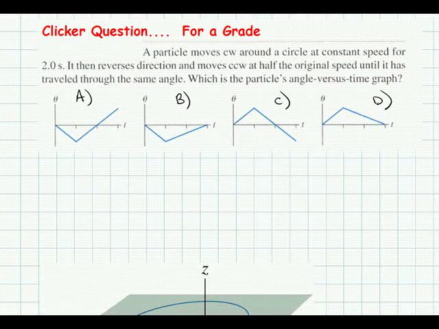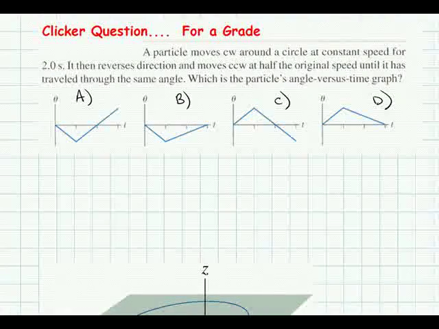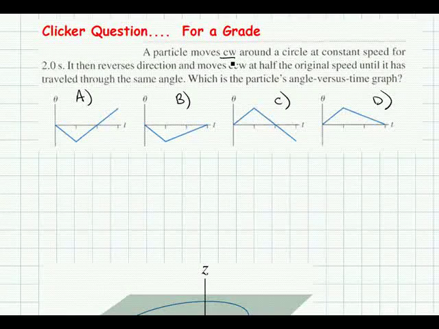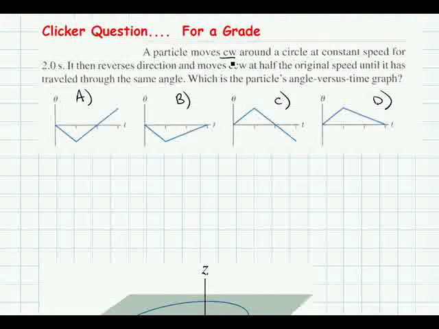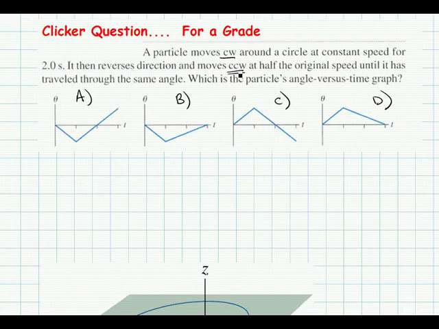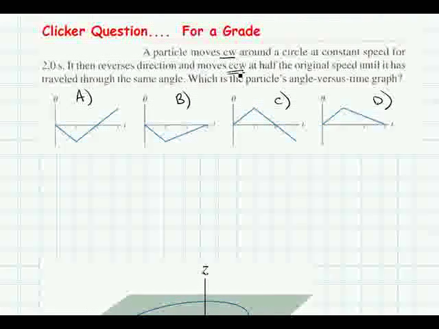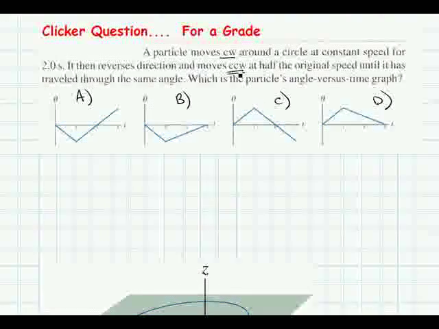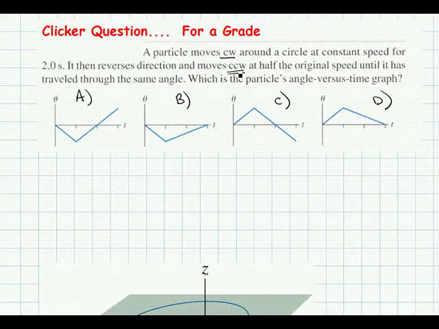So think about this question for a couple of minutes and I'll give you the answers if you got it right. We have a particle moving clockwise around the circle at constant speed for 2 seconds. It then reverses direction and moves counterclockwise at half the original speed until it has traveled through the same angle. Which is the particle's angle versus time graph? You may want to put the video on pause so you can think about it, and then I'll give you the answer.